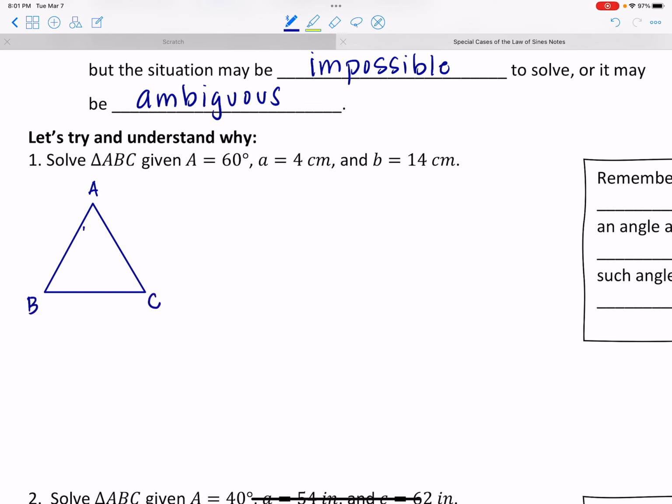So it says A is 60 degrees. I'm going to label that. It says side a is 4 centimeters, so I'll put that in, and then side b across from angle B is going to be 14 centimeters, so there's the information.